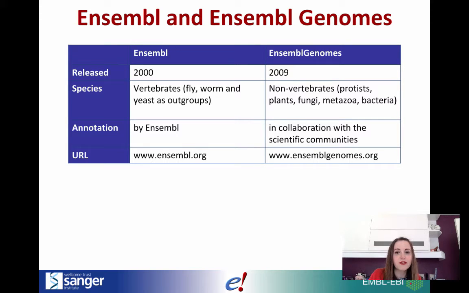Ensembl's been around since 2000. It was conceived as part of the Human Genome Project, whereas Ensembl Genomes is a bit newer. We have the different species specialisation, but the major difference is the annotation. Ensembl annotation is all done in-house, so we annotate all our own genes, whereas Ensembl Genomes works with the scientific communities. And you access them by 2 different URLs. But I'll point out to you where you can jump from one to the other once you're in there.